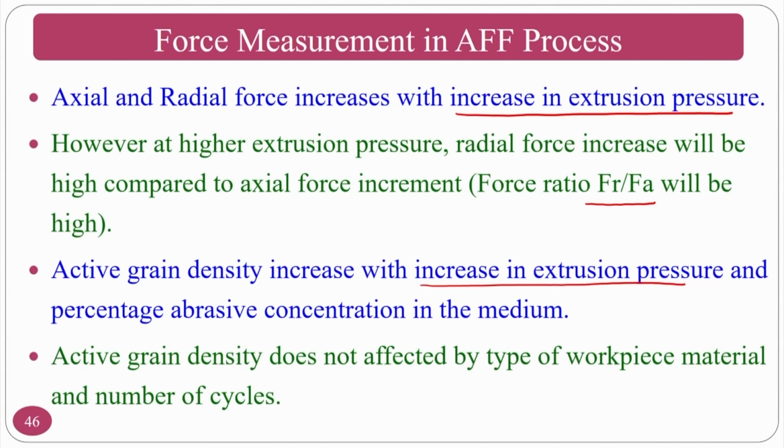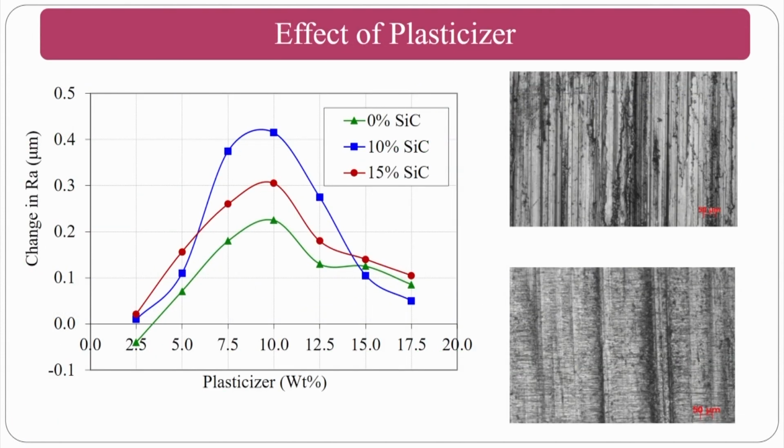After this force measurement as well as active grain measurement, we move on to the effect of plasticizer. If you see the effect of plasticizer, what is happening? There is a change in Ra, that means we are going to talk about delta Ra. The more it increases, the better it is. You can see the workpiece is aluminum alloy with 0% silicon carbide, and with 10% and 20%.